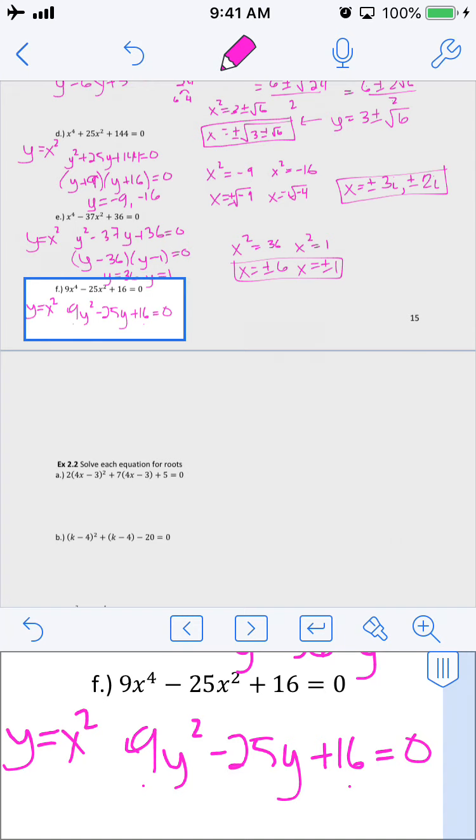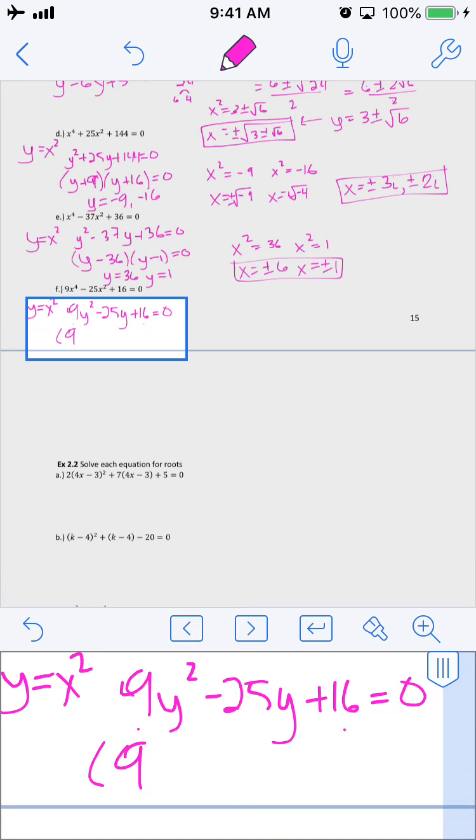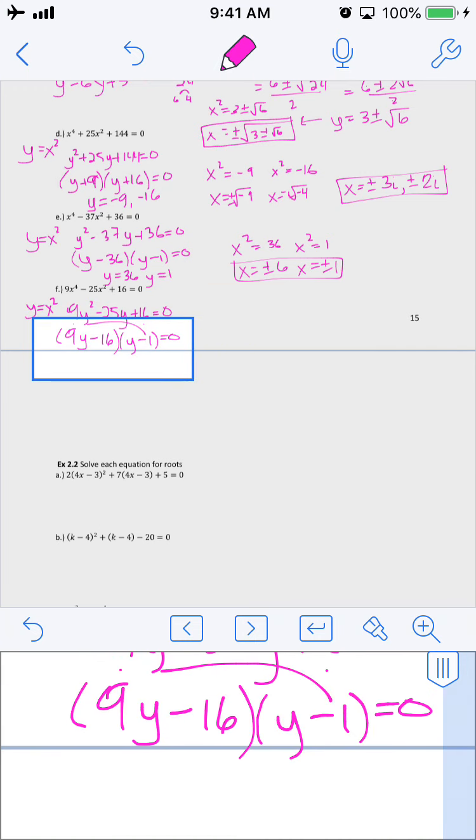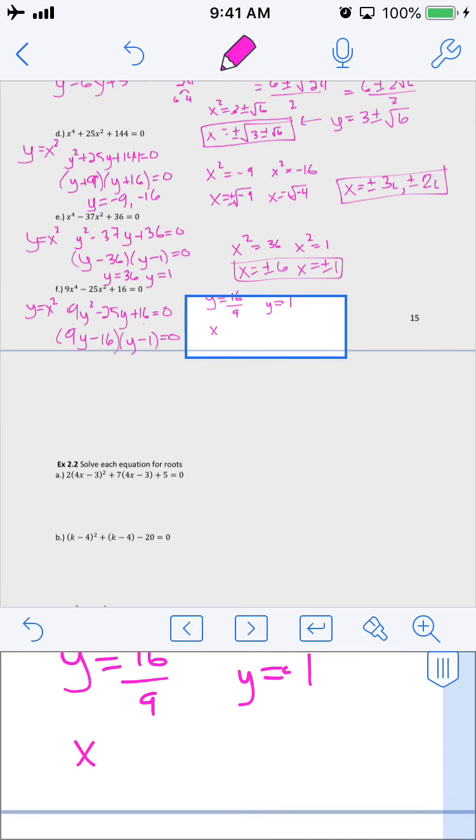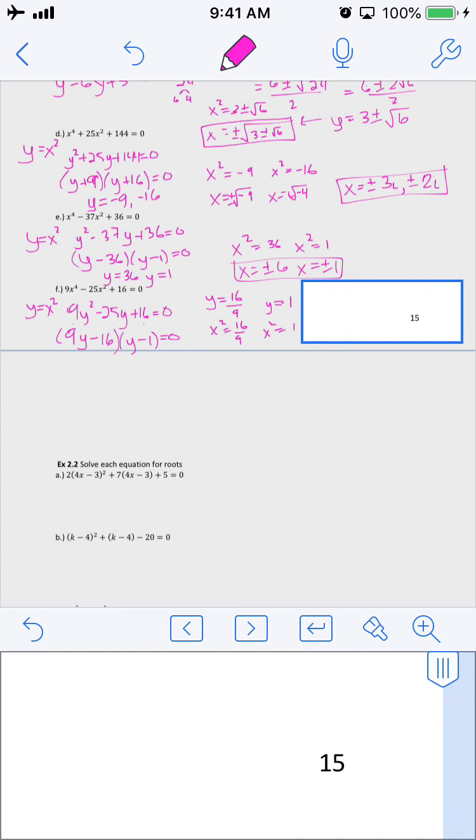But, again, 9 times 16 is 144, and 25 is 9 plus 16. So I'm thinking it factors. I'm thinking it factors into 9y minus 16 and y minus 1. Because that would give me negative 9 and negative 16, which is negative 25. But it gives me positive 16 on the end and 9 on the front. Okay. So then we get that y equals 16 over 9 and y equals 1. But y is x squared, so x squared equals 16 over 9 and x squared equals 1. Square root both sides, you get x is equal to the square root of 16 over 9.